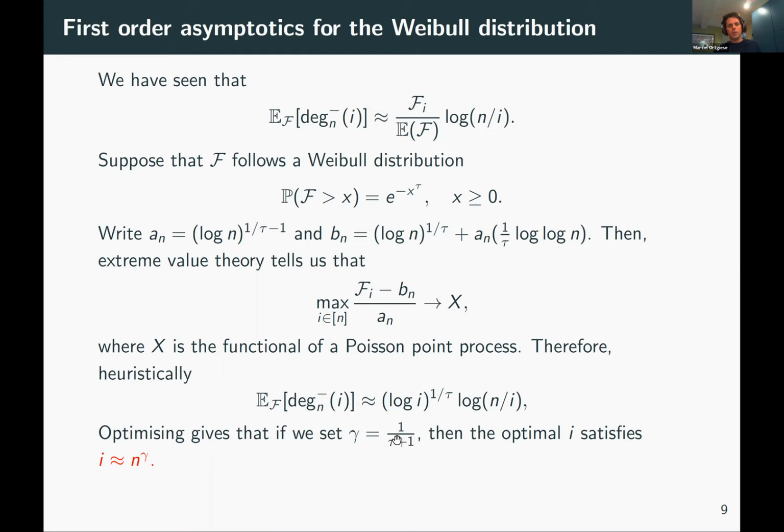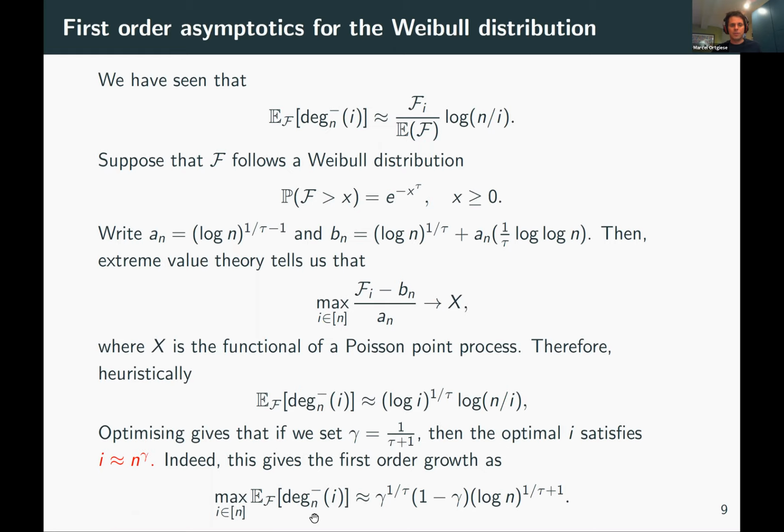Okay, and this is the conditional expectation of the degree. And in fact, it just gives us the right answer. To first order, the expected degree is then of order (log n)^(1/τ + 1). The (log n)^(1/τ) comes from fitness, and the log n is just the natural growth of the model. All right. Okay, so that's the expected degree, relatively straightforward.